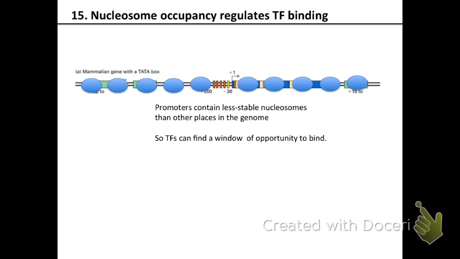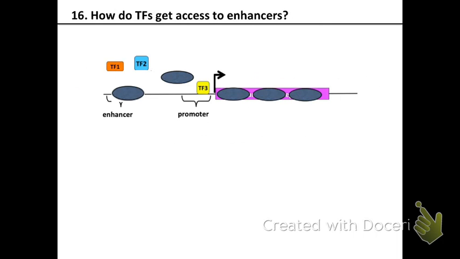What that does is that transcription factor binding sites that happen to be at the promoters will be utilized more. They're going to be bound more compared to transcription factor binding sites that might be inside the gene. So that's how nucleosome occupancy can regulate transcription factor binding in the genome. All right. I just told you how transcription factors might find the promoters, and you might ask, what happens at the enhancers?